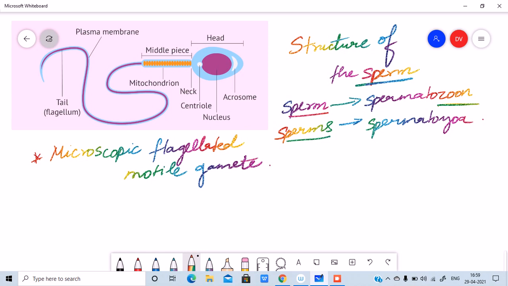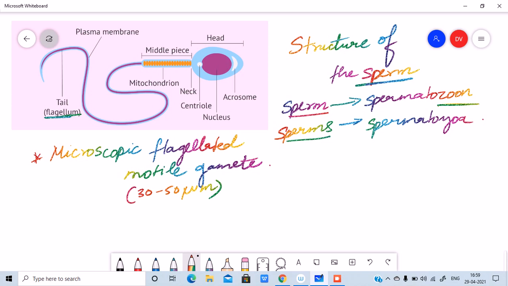So it is highly microscopic. If you take the human sperm, it is the smallest cell in the human body, which is roughly around 30 to 50 micrometers in size. So it is microscopic, flagellated. What do you mean by flagella? Can you see the word flagellum there? It means the tail. Alright. So that is a quick definition of a sperm. You can follow this definition.